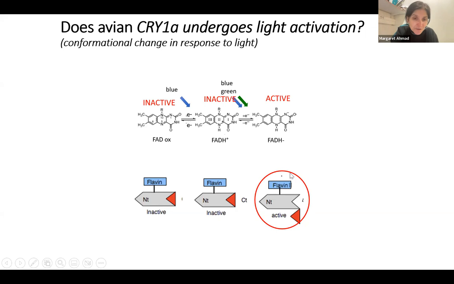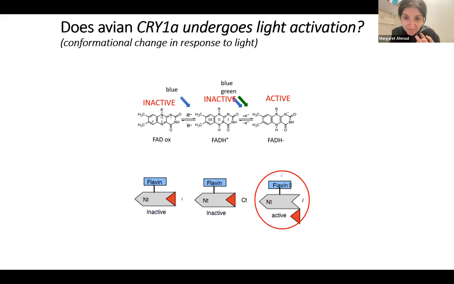The C-terminal domain in the inactive cryptochrome is in a closed conformation. But in the active state on the bottom right, see it? You see how that C-terminal flips out? That is a conformational change triggered by light. It's been observed in the plant cry. It's been observed in the Drosophila cry.